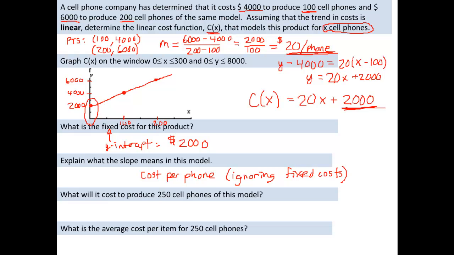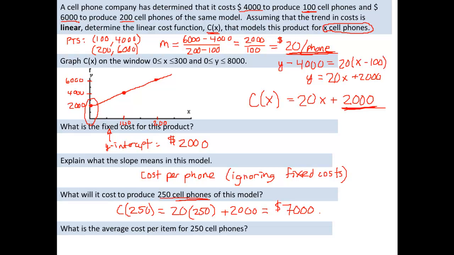What's it cost to produce 250? Well, I just want to plug in 250 for x, right? 250 is an x value. X represents the number of phones. So 20 times 250 plus 2,000, and we obtain $7,000.